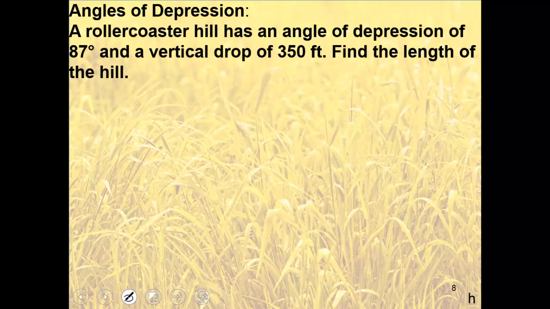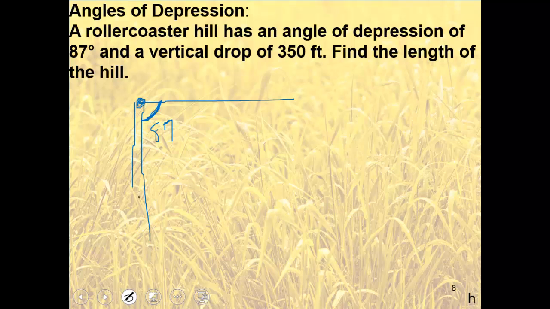A roller coaster has an angle of depression of 87 degrees. Ooh, that's steep. So we're at the top of the roller coaster, and we have an angle of depression of 87 degrees. So that's like almost straight down. And there is a vertical drop of 350 feet. Find the length of the hill.